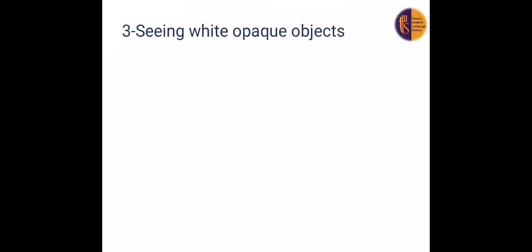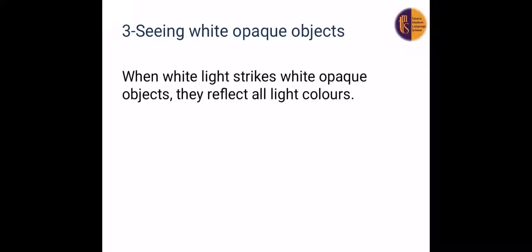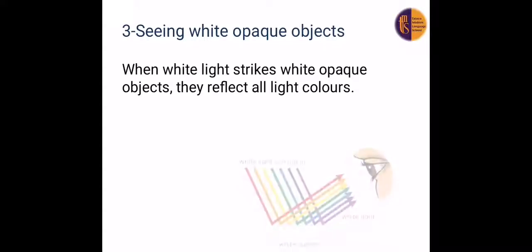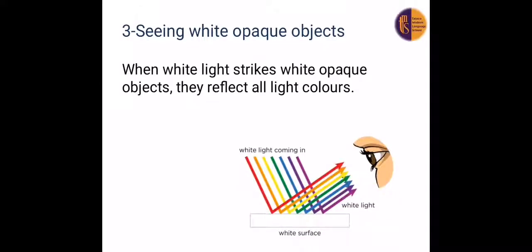Number 3, seeing white opaque objects. When the white light strikes white opaque objects, they reflect all light colors. Again, when the white light falls on a white object, it reflects all the light colors. So, they appear white.